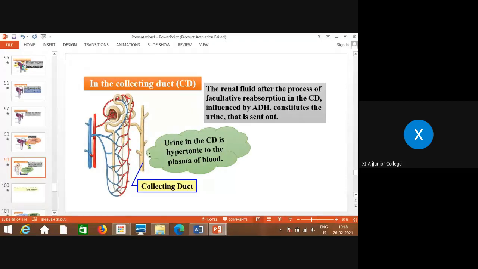So these are all the steps taking place in the nephron: the cortical region, the medullary region, and then the pelvic region. Through the pelvis it enters the structure called the ureter, from where it is passed to the urinary bladder.